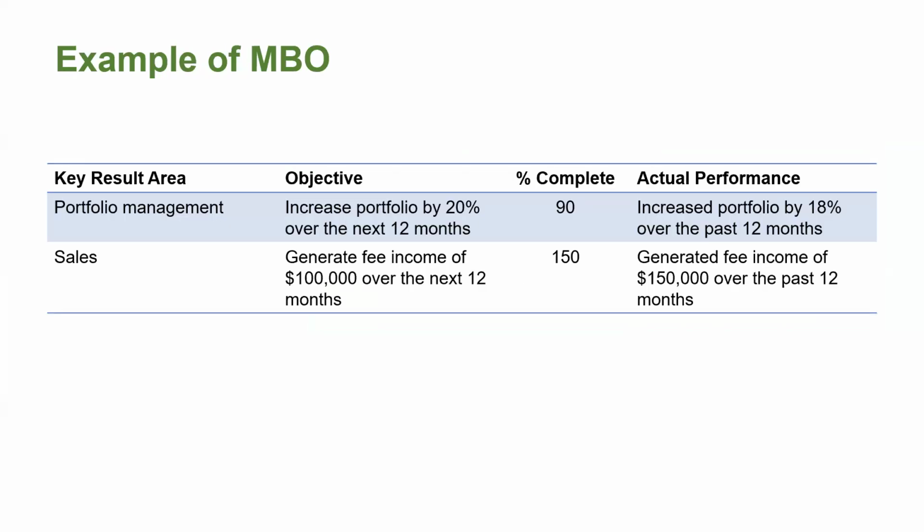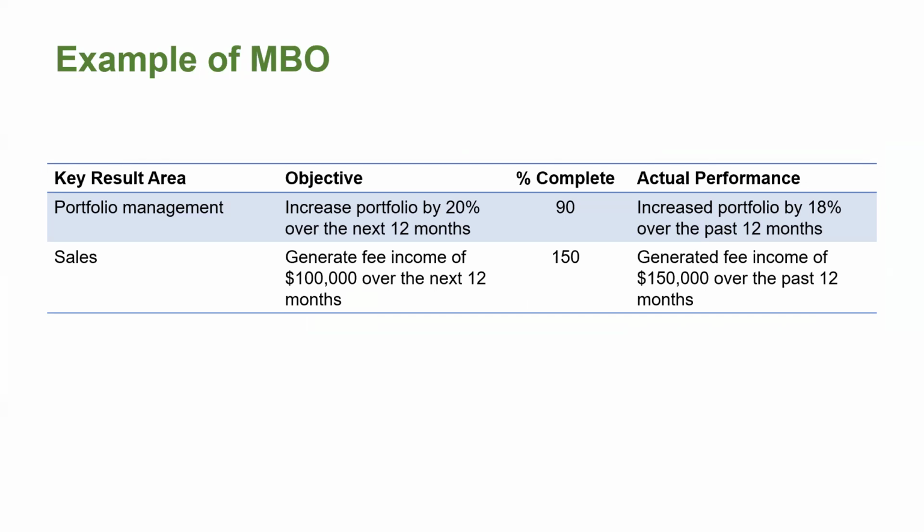So with an MBO, supervisors and subordinates sit down ahead of time and they agree on a list of targeted goals. For example, having a sales revenue of $100,000 in the course of 1 year. At the end of the targeted time frame, the dyad would then sit down again and determine the extent to which the goals were accomplished.